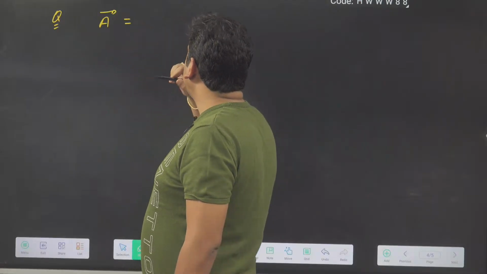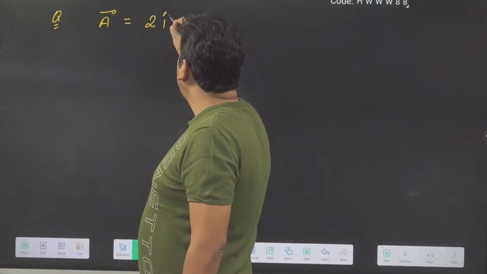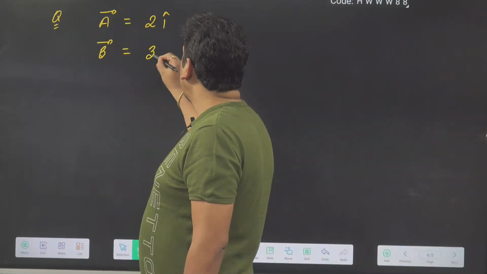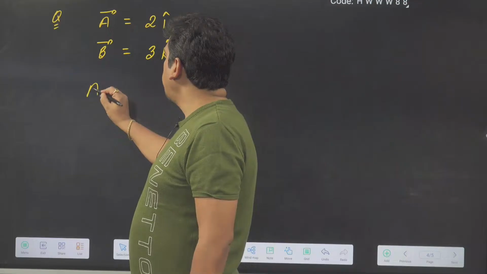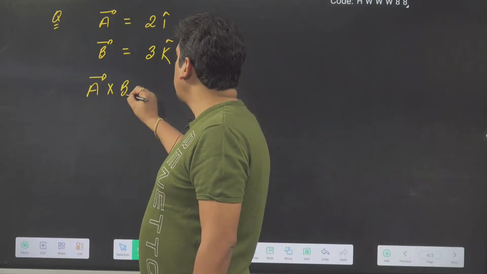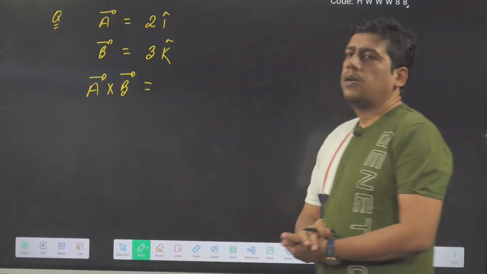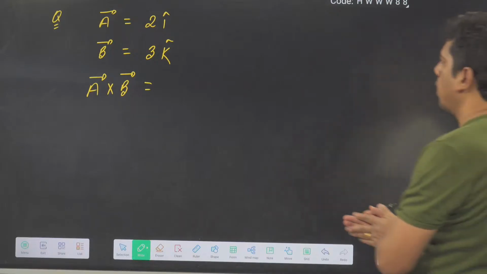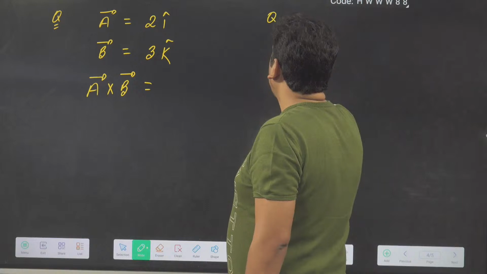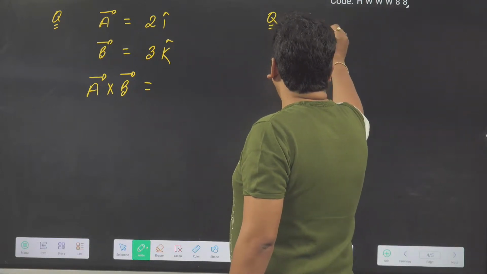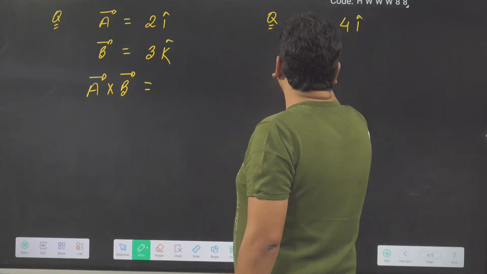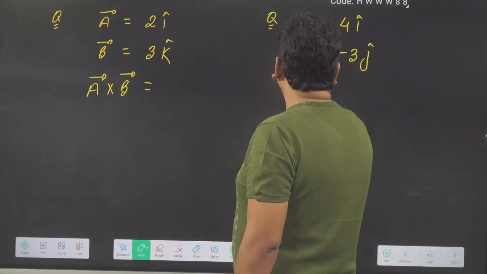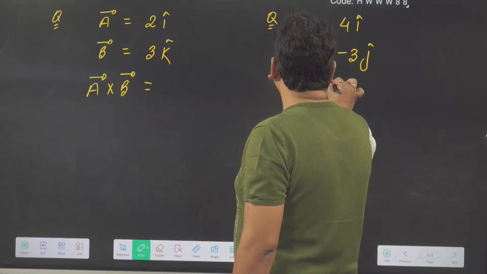If a vector is given as 2i cap, b vector is given as 3k cap, tell me what will be the value of a cross b? We will start with a very simple numerical first. A vector is 4i cap, b vector is minus 3j cap. Tell me what will be b cross a?